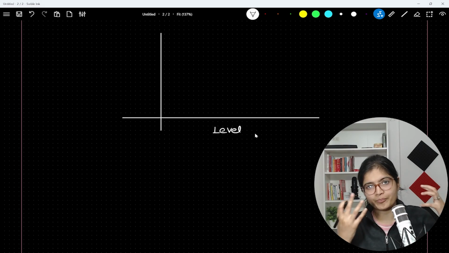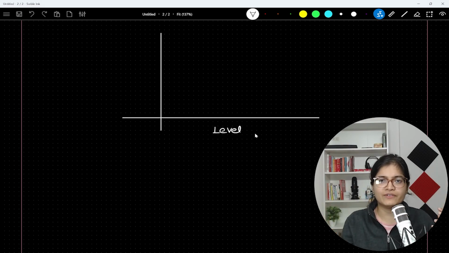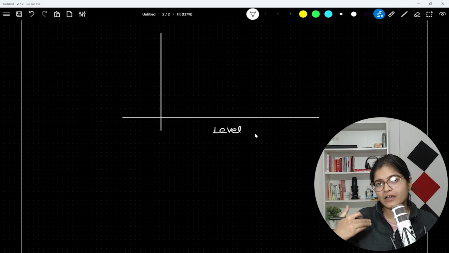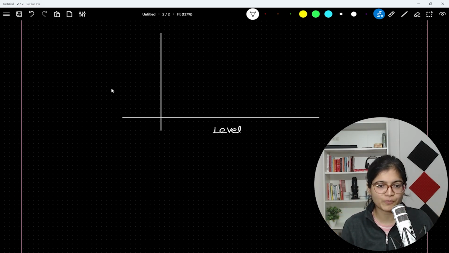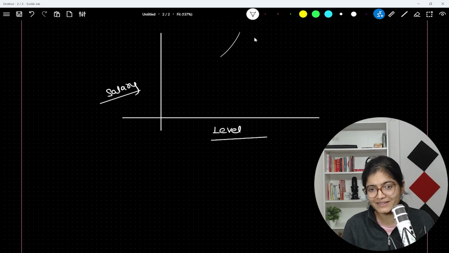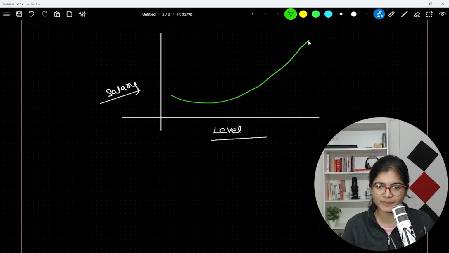If you go to Google or Amazon, they have levels of positions, right? And depending upon how high a level you have, you will have a higher salary. Let's say corresponding to level, we will have a salary or a package. Now, let's assume that the data holds this kind of relationship.